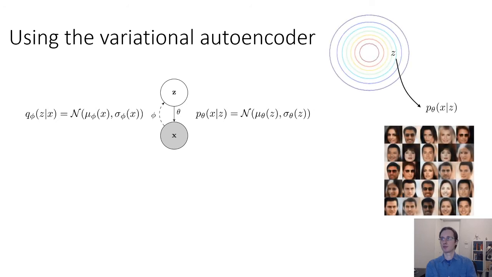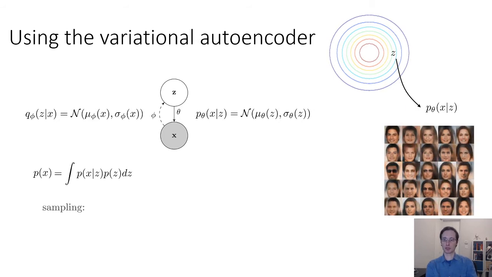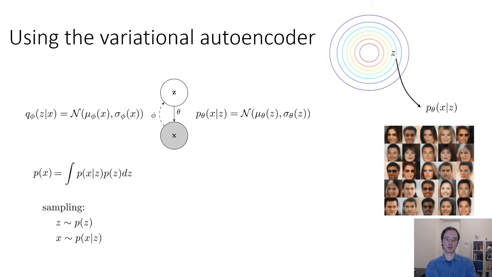All right, so how can we use the variational autoencoder? Well, we can sample from it. We can also evaluate the probability of a particular image x. So sampling requires just generating a sample of z from the prior, which is very easy because the prior is typically a zero mean unit variance Gaussian, and then generating a sample from the corresponding decoder p of x given z.